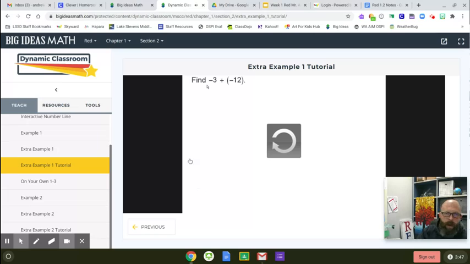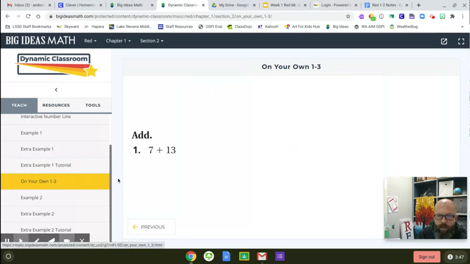All right, there you have it. That is the long version of that, and hopefully it's not too bad, but let's take a look at a few of these and do them together. So if I'm going to add 7 plus 13, this one's pretty obvious. These are both positive numbers, so 7 plus 13 is 20.